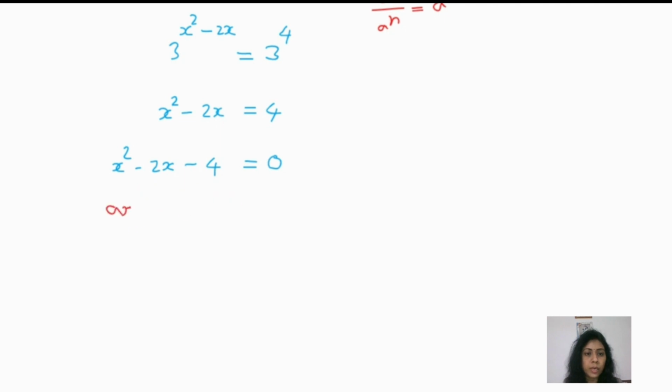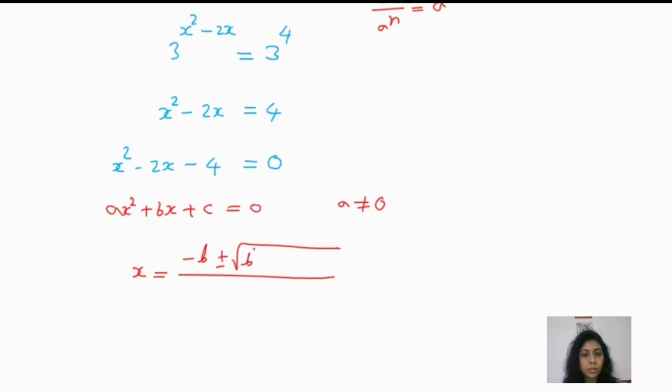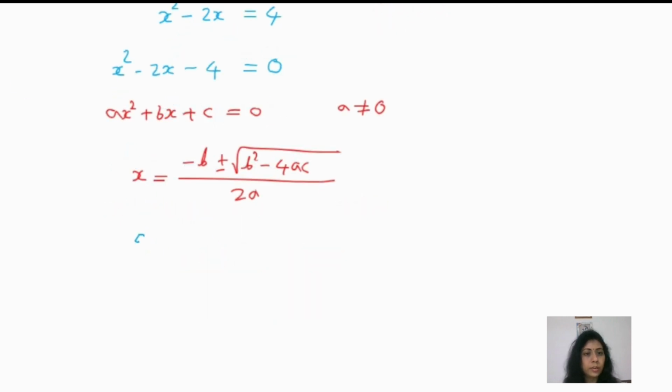We compare with ax squared plus bx plus c equals 0, where a is not equal to 0, and we apply the quadratic formula: x equals minus b plus minus square root of b squared minus 4ac, upon 2a. Okay, we can compare here. So the a value here is 1, the b value is minus 2, and the c value is minus 4.